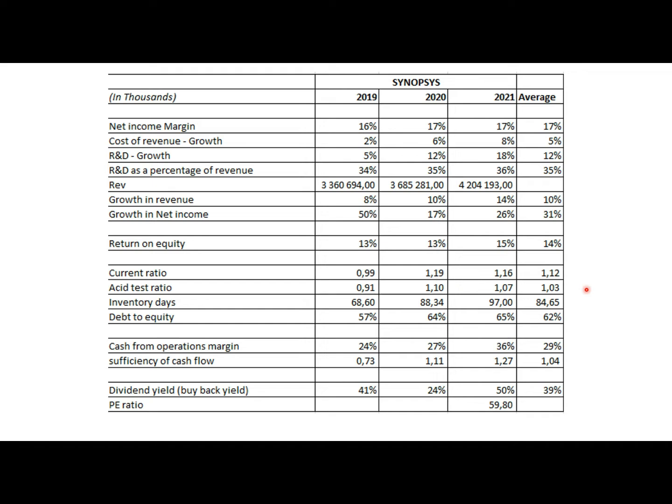Okay, now let's go into the financial position. You look at the current ratio, which has been fairly-ish stable.